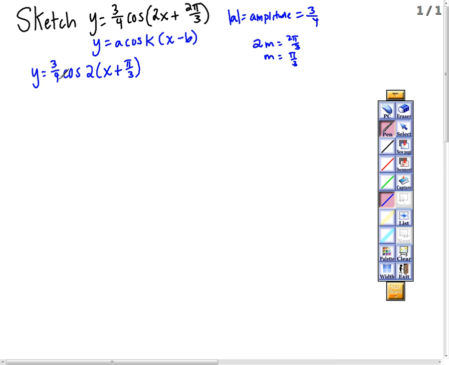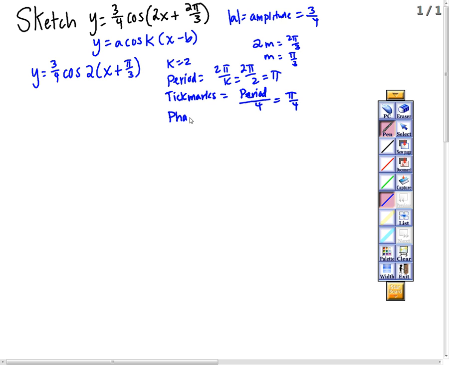Take just a second to check it. 3/4 cosine 2, we'll distribute the 2, that's 2x plus 2 pi over 3. Okay, so now we see that our k is 2. That means our period is always 2 pi divided by k, so our period is 2 pi over 2, which is pi. Our tick marks, and when I say that I mean the distance between my major tick marks, is always the period divided by 4, so this is pi over 4.